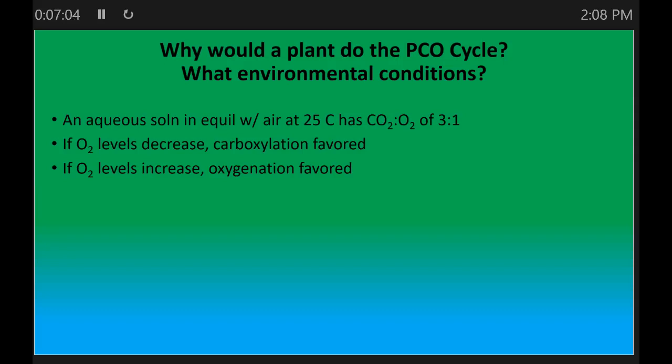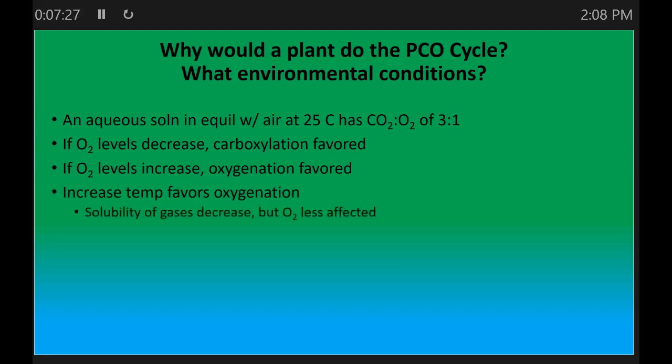And so if you're the type of plant that experiences drought, you're going to have an issue. You're going to have Rubisco seeing too much oxygen. If you have increased temperatures, which also tends to go hand in hand with drought typically, so increased temps, increased drought conditions, those will favor oxygenation.